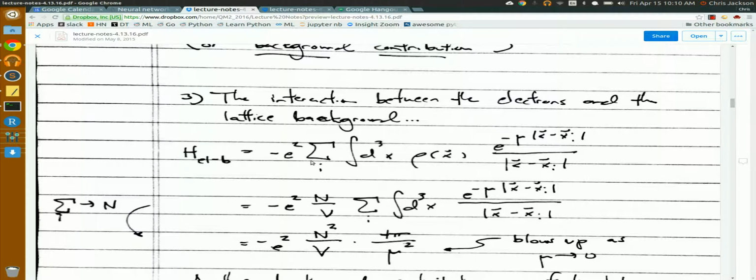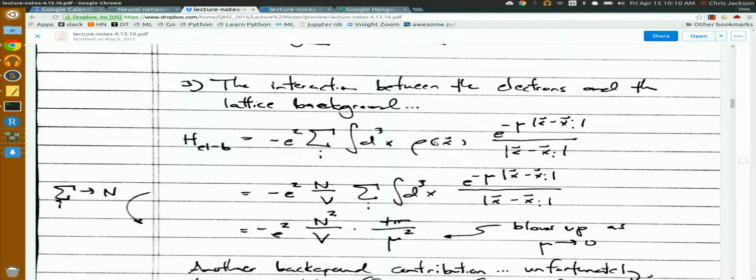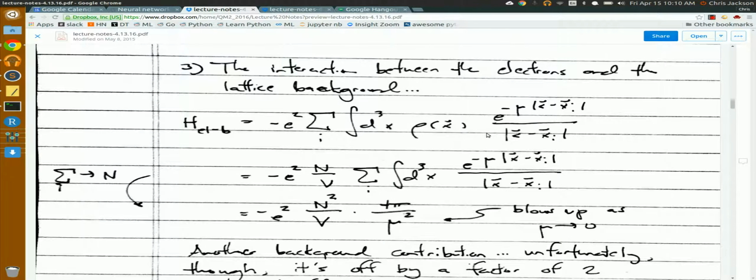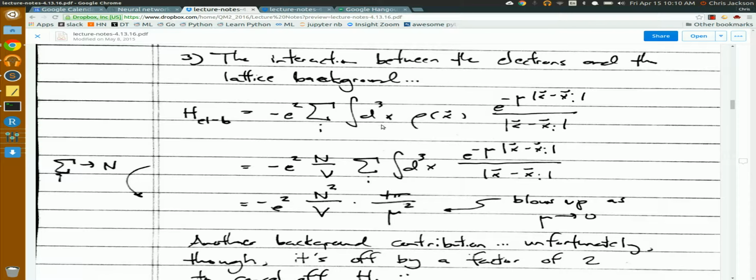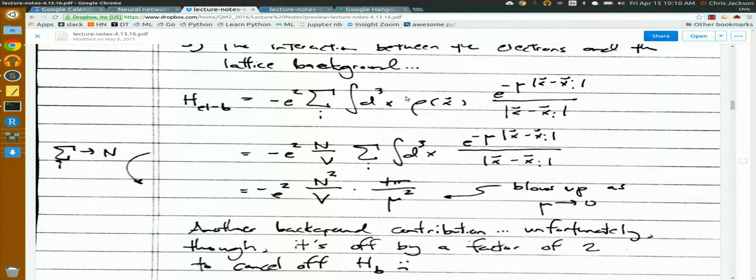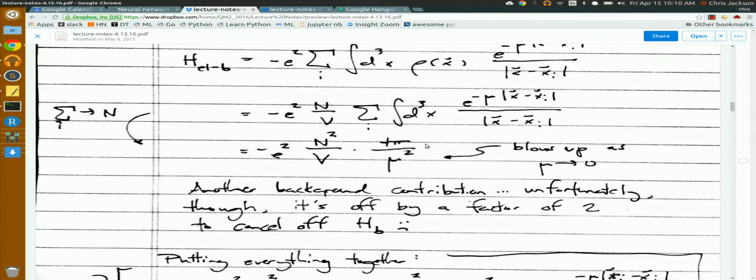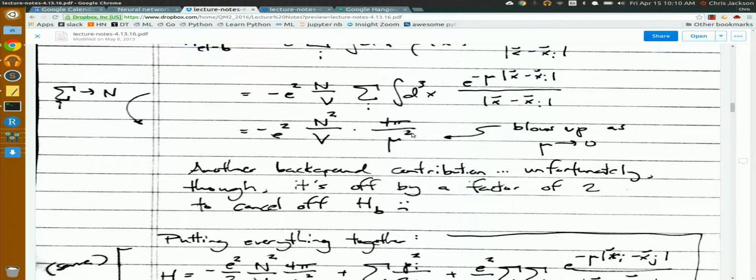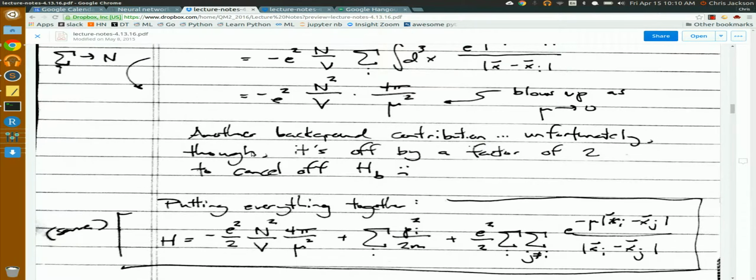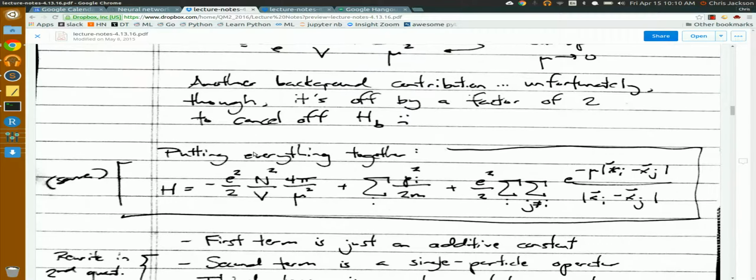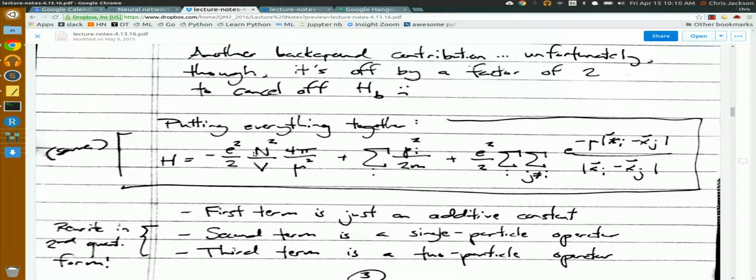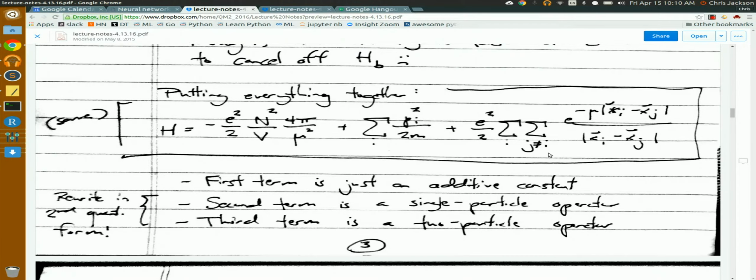And then finally, we computed the contribution from the interaction of the electrons and the lattice background. Again, we could compute it because rho is a constant. We saw that it also went like 1 over mu squared, but it had an opposite sign, and we thought maybe it cancels off that previous term, but we saw that we were off by a factor of 2. So we still have this divergent piece hanging around. Okay, and so when we put everything together, we had this.